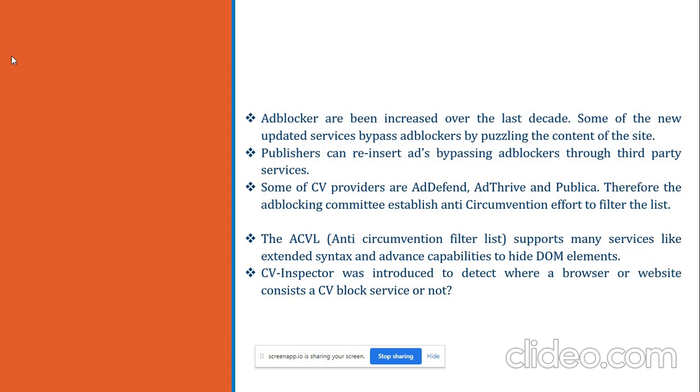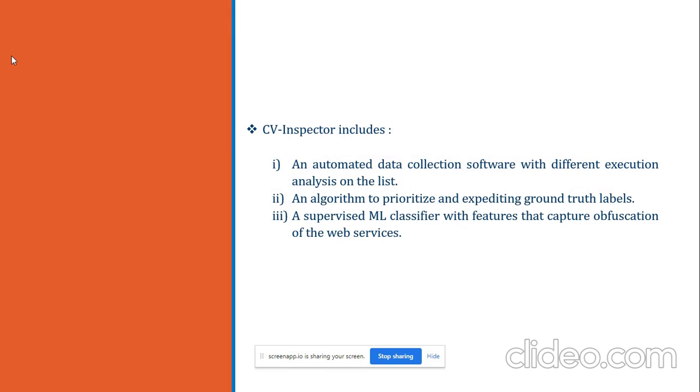The community evolved by ad blocking, and established anti-circumvention efforts to filter the list. The ACVL anti-circumvention filter list supports many services like extended syntax and advanced capability to hide DOM elements. CV Inspector was introduced to detect whether a browser or website consists of a CV block service or not.